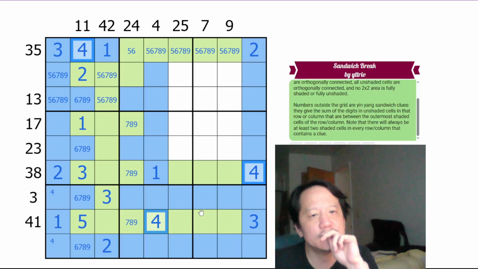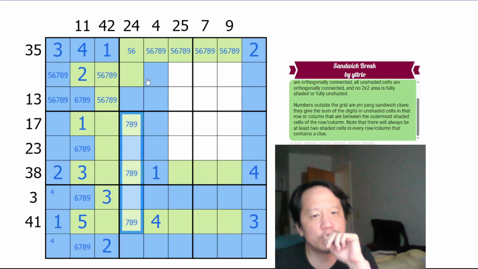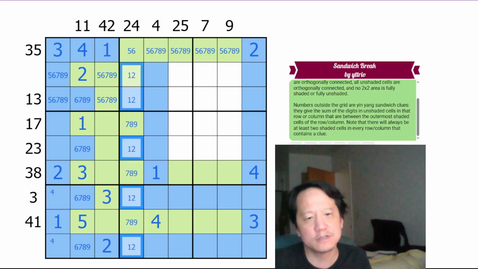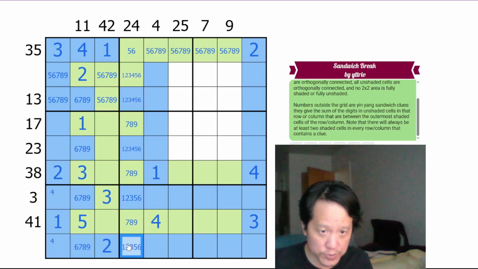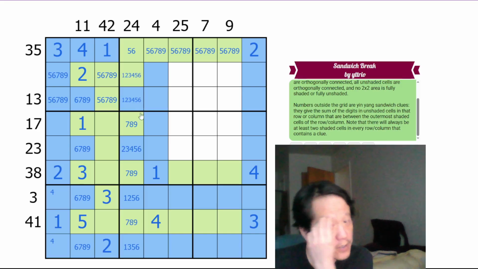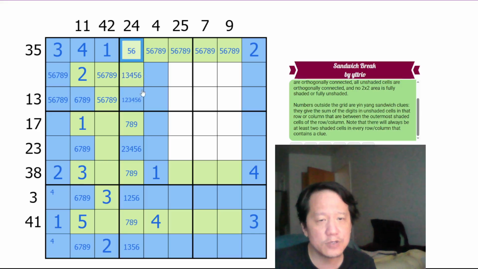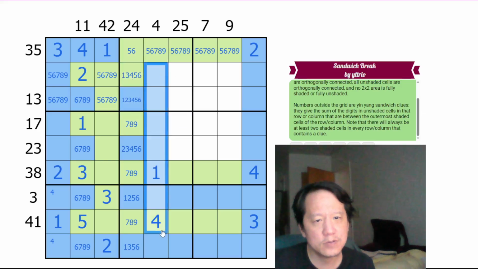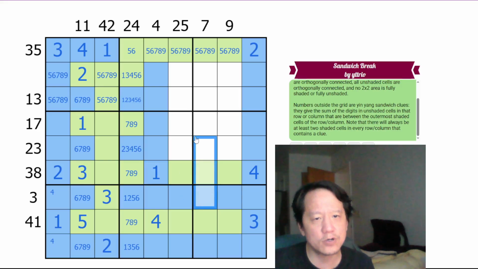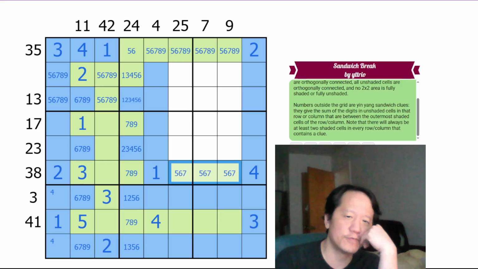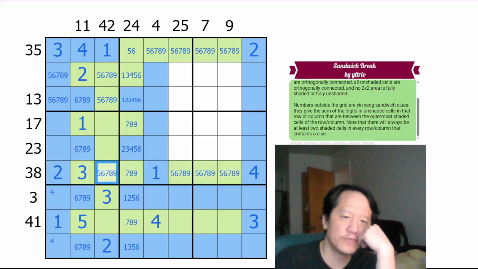Okay. To add up to 24. So the remaining digits in column 4 are 1 through 6. No 4s here because of 4 in the box. No 3, no 2, no 1 here because of 1 in the box, 3 in the row, and 2 in the row. No 2 here. This is 1 and 4. Okay. This is 5 through 9 here. 5 through 9 here.